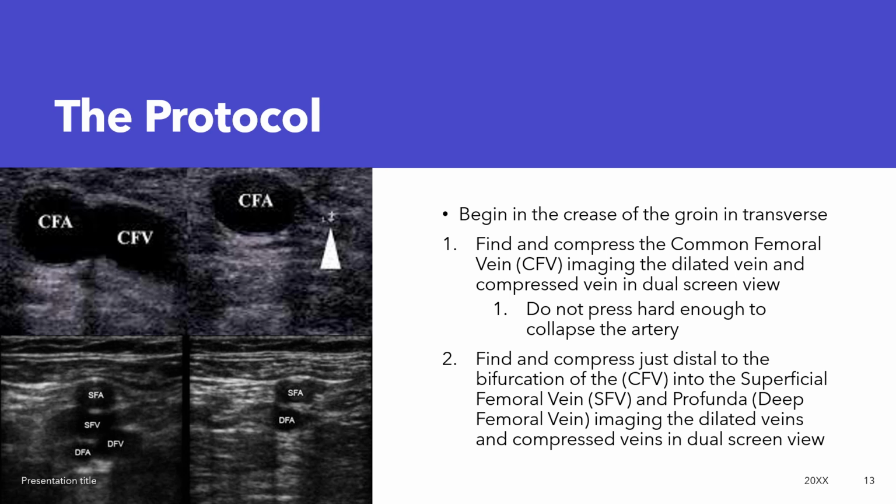Now, if you're having a hard time telling if you've compressed enough, maybe one of your veins is not totally collapsing. If you're starting to distort the artery like we are here, see how it's a little more flattened than over here, that would indicate adequate compression, that if there's no thrombus, really the vein should compress at that point.